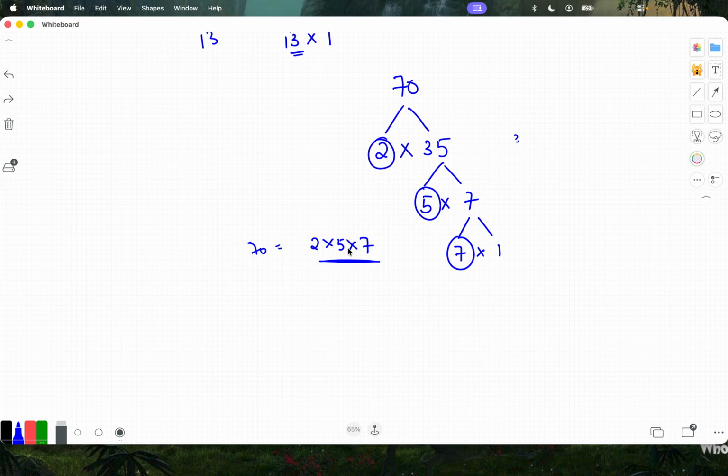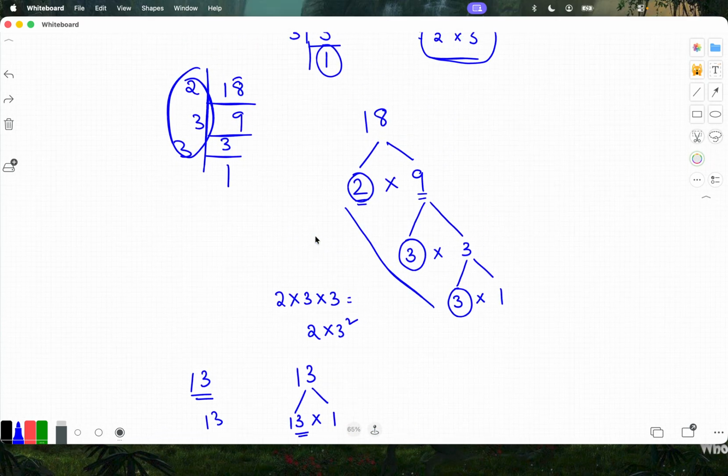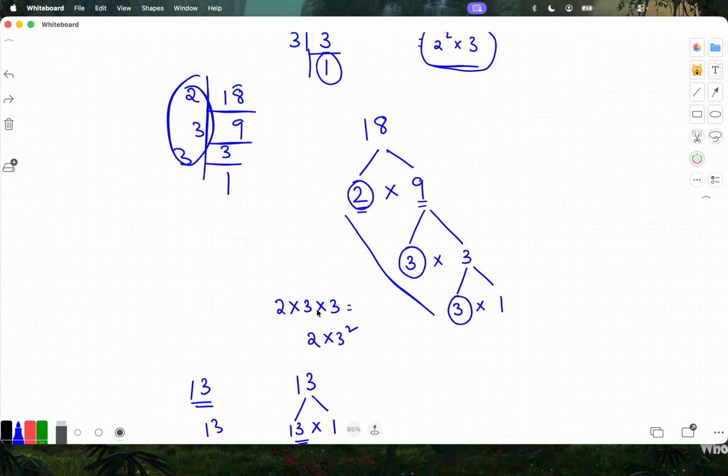So you can cross check. 2 into 5 is 10, 10 into 7 is 70. Whenever you multiply these prime factors of 70, you should get the result as 70 again. Similarly for any other number, 18: 2 into 3 into 3.